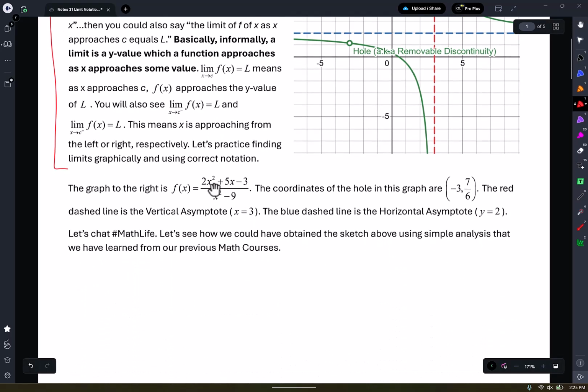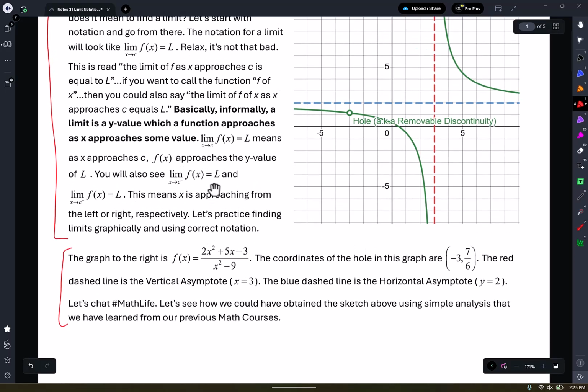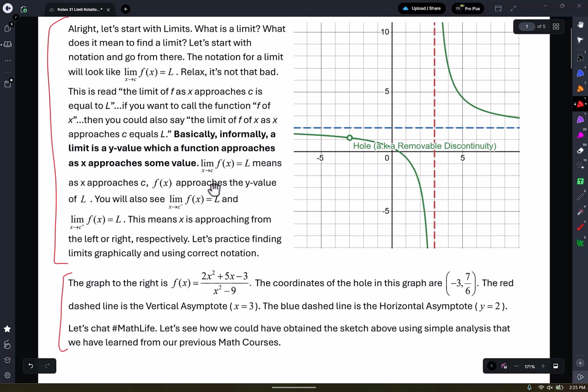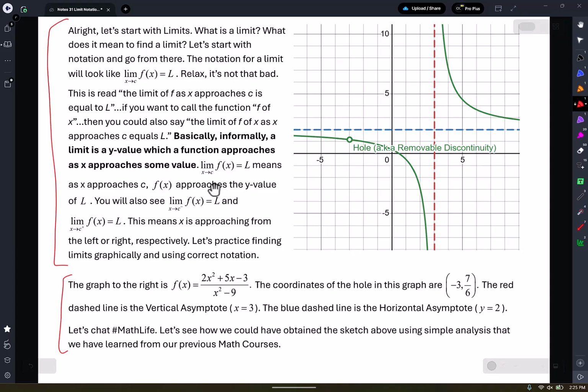The graph to the right is f of x equals 2x squared plus 5x minus 3 over x squared minus 9. The coordinates of the hole in this graph are -3, 7 over 6. The red dashed line is the vertical asymptote x equals 3. The blue dashed line is the horizontal asymptote y equals 2. Let's see how we could have obtained this sketch of all these asymptotes.